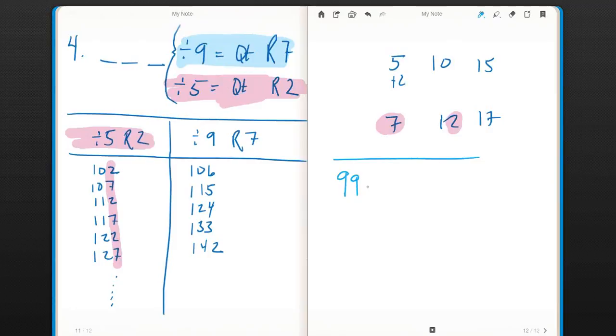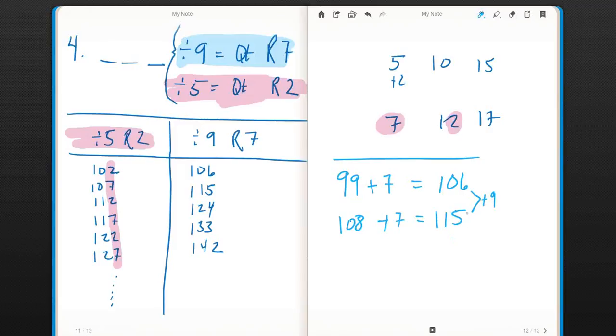99 is divisible by 9, and if I add 7 to it, I'm at 106. That number is a 3-digit number. If I divide it by 9, it's going to go 11 times and have a remainder of 7. And then from there, 108 is the next one, and add 7, I get 115. Notice the difference between these is always going to be 9, because if I'm counting by 9s and I'm always adding 7 to it, this distance is 9 as well.